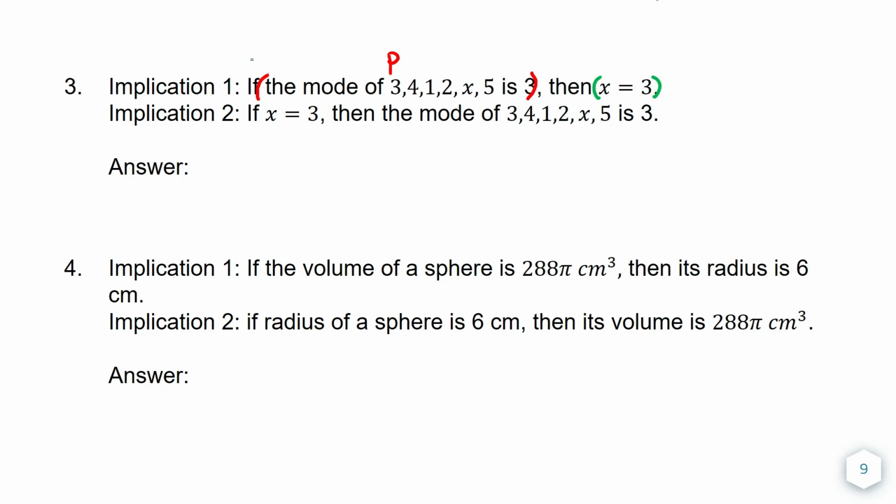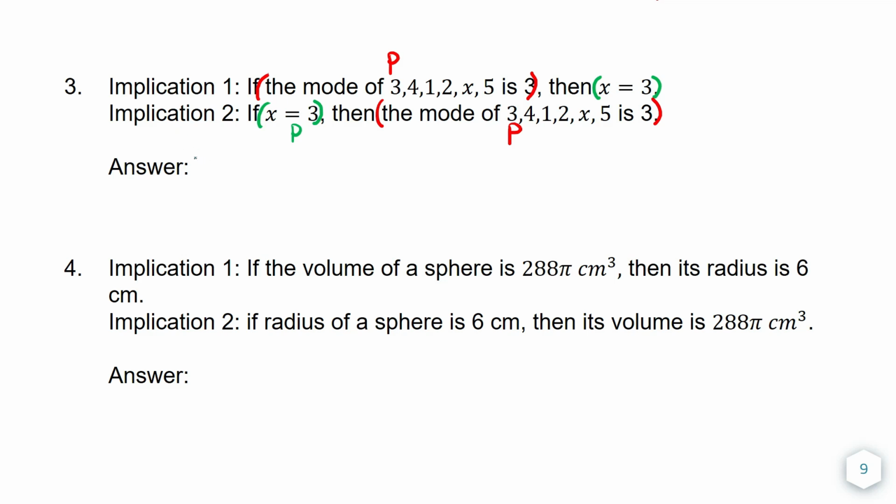Same with implication 2: if x equal to 3, then the mod of 3, 4, 1, 2, x, 5 is 3. Here x equal to 3 is P, and the mod of 3, 4, 1, 2, x, 5 being 3 is Q. Sorry, this one is P. Can you do the final answer for me? I will write down the answer. What is the final answer? The mod of 3, 4, 1, 2, x, 5 is 3 if and only if x equal 3.